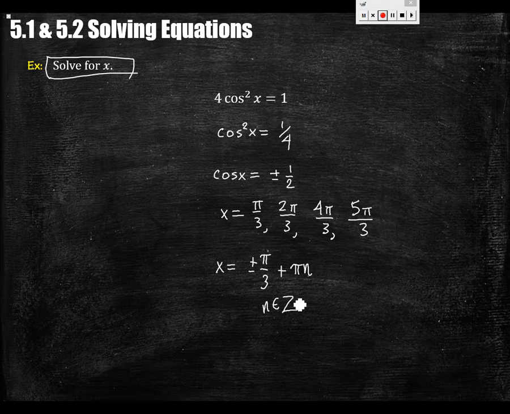Is that a nice way to compactly write it? Yes. So pi over 3, or anything, right? Pi over 3, or this, or this, or this. That's what happens if that's positive. If it's negative, we're catching all of these, right? Good job.